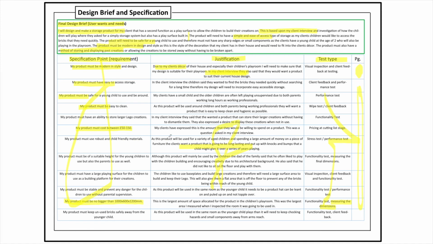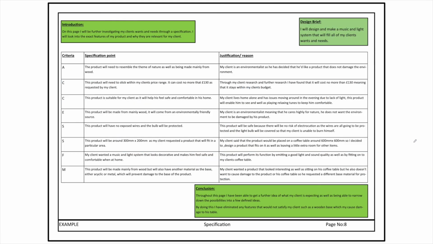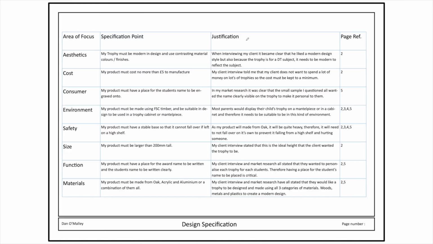Now, this page doesn't have to be presented like this. I presented it this way. You could present it something like this using a framework or a criteria method. So they've got the ACCESS FM on the left, their specification points, and their justifications here with no test and no page reference. They've got a design brief at the top, albeit probably a little bit weak, but the rest of it is pretty decent. You could do it this way, where you've got written out the ACCESS FM framework, you've got your specification points, your justification, and a page reference number there.